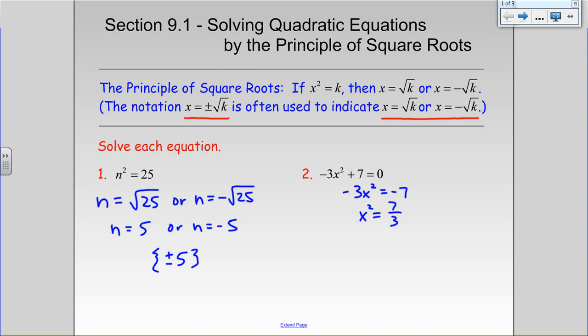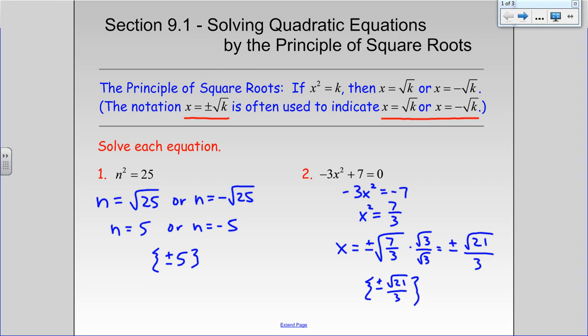Now using the principle of square roots, we see that x equals plus or minus the square root of 7 over 3. Rationalizing the denominator by multiplying by the square root of 3 in the numerator and the denominator, we obtain x equals plus or minus the square root of 21 over 3. And those two irrational numbers are the solutions of our quadratic equation.